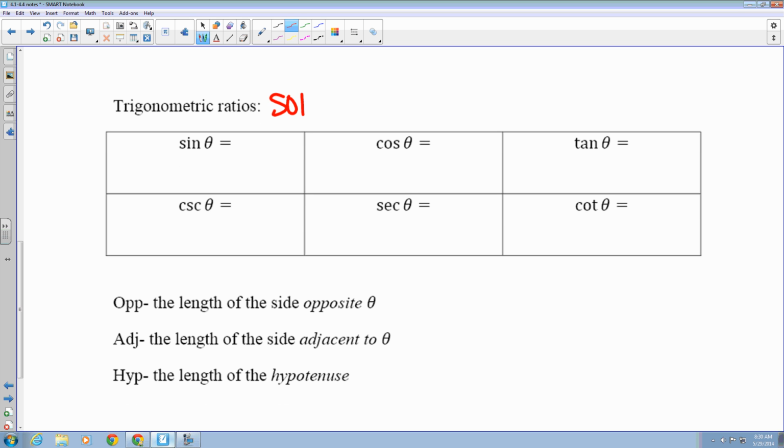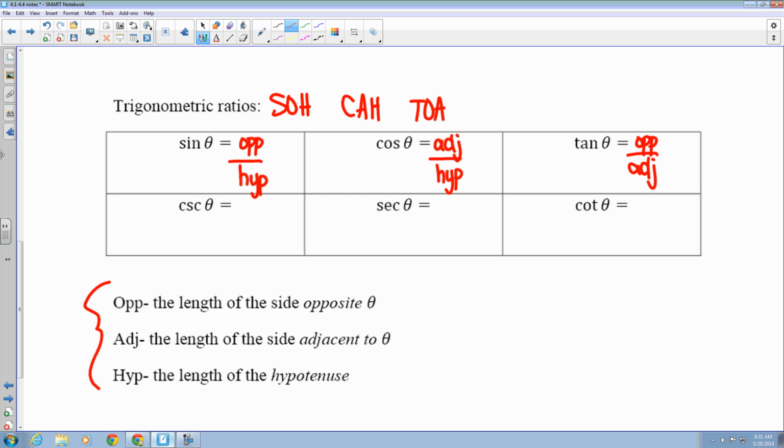knowing SOHCAHTOA, of course, using our shortcuts down here, so I don't have to write out the whole words. Sine is opposite over hypotenuse. Cosine is adjacent over hypotenuse. And tangent is opposite over adjacent.